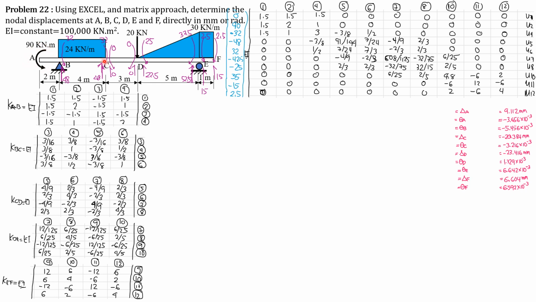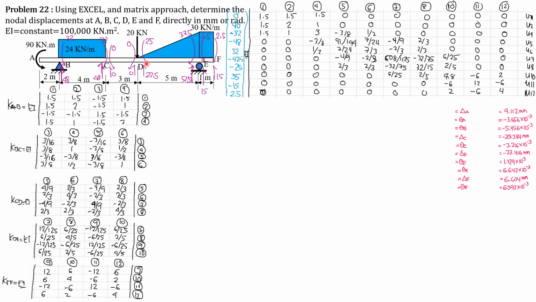Imagine BC is fixed-ended. Therefore, the fixed end moment here, which is counterclockwise, is WL square over 12, 24 times 4 square over 12. So you get 32. On the other side, also 32 by symmetry of BC. Then in C, the fixed end force is WL over 2. 24 times 4 over 2 is 48 kilonewtons upward.